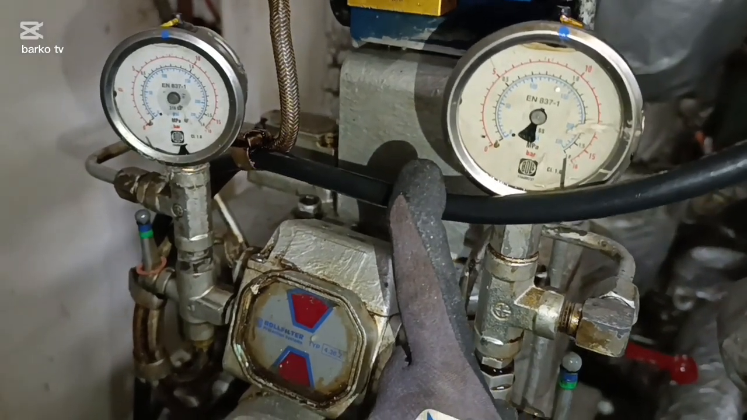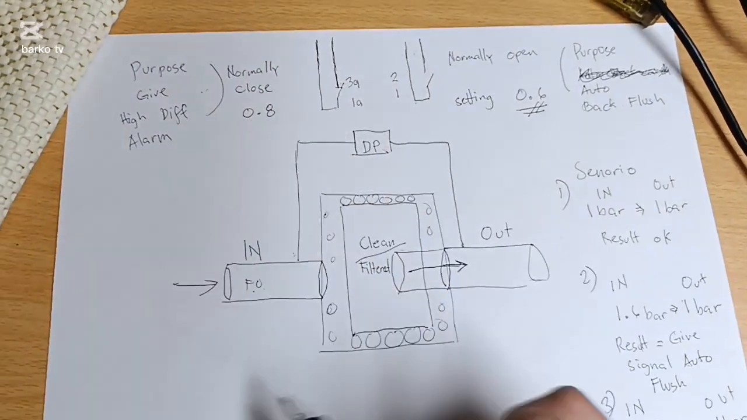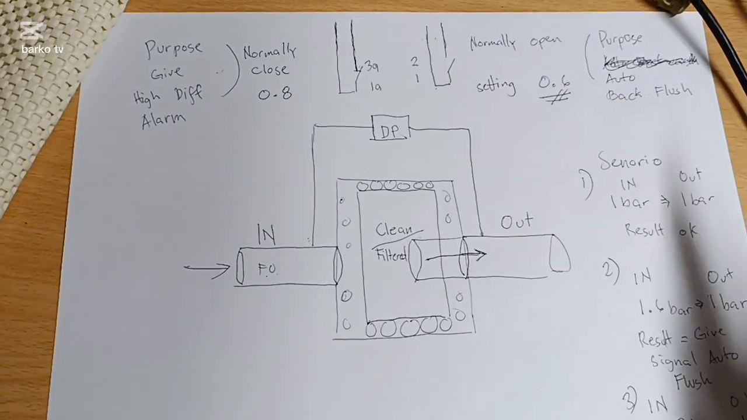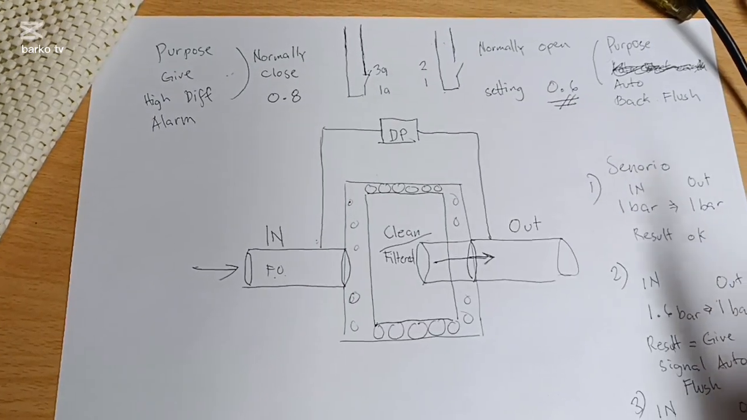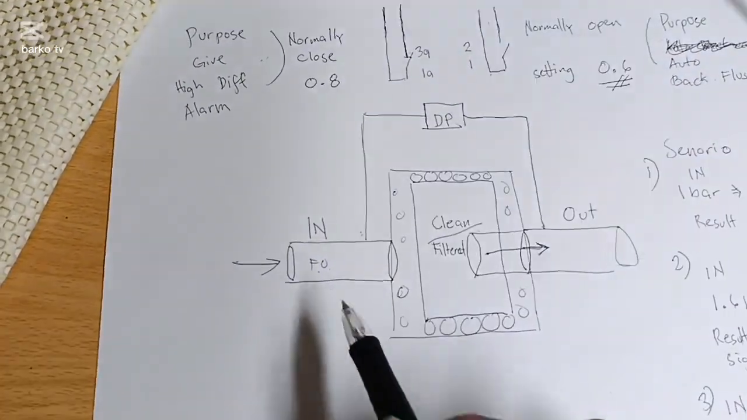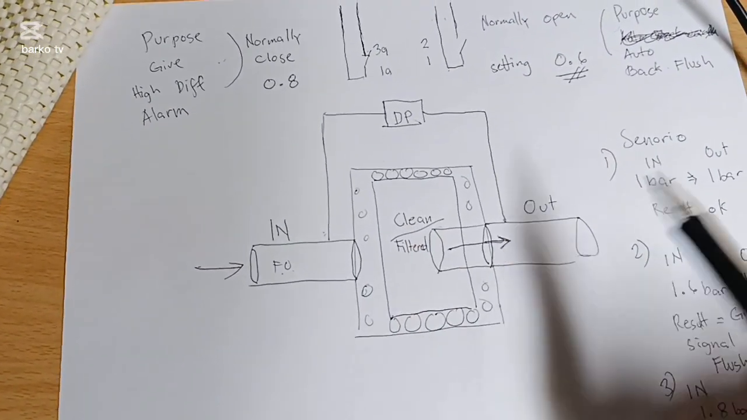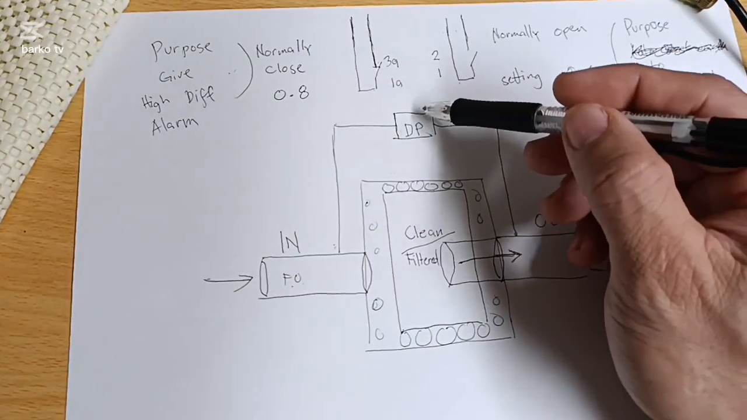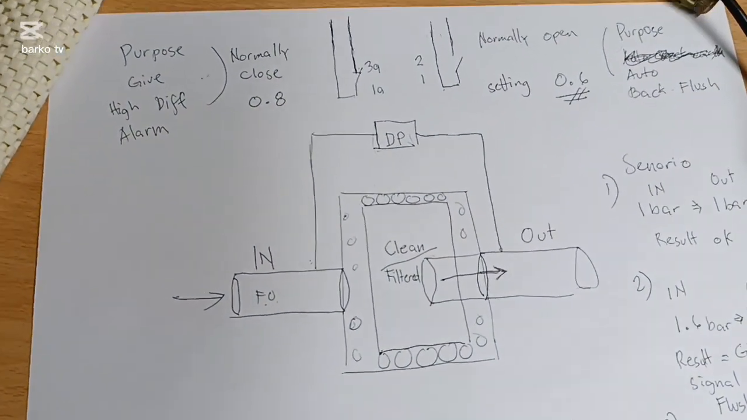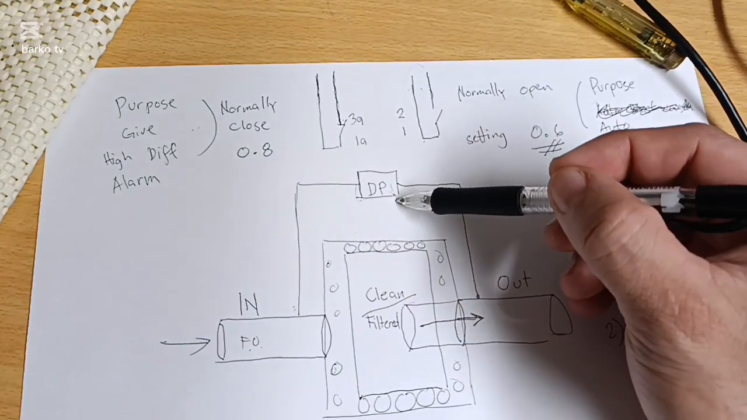Okay, this is the basic, simple theory that we need to understand. For example, a fuel auto backflush. This is the theory: in, then the filter, after the filter, out. There is a DP, differential pressure switch, and there are two contacts for differential pressure.